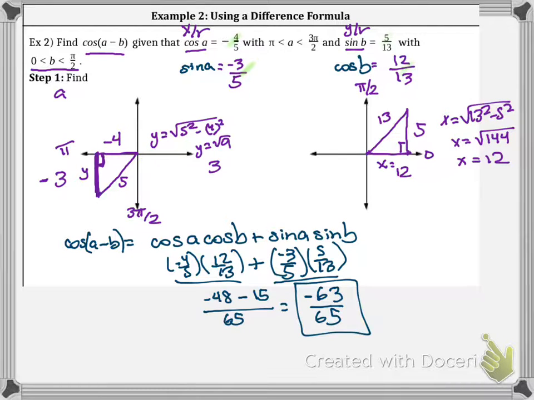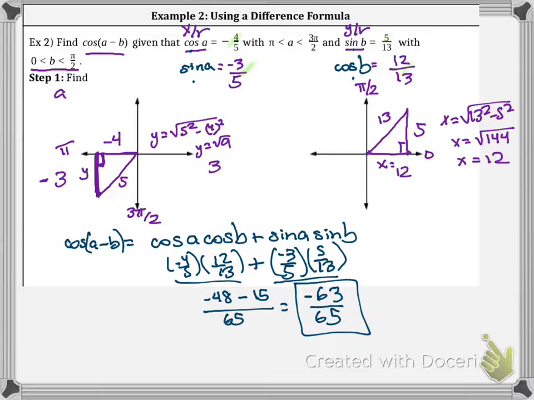We find cosine of A minus B by finding our missing values that we need. We had cosine of A and sine of B, so we find the others, sine of A and cosine of B. It's very important to draw the triangles and figure out what quadrant you're in, because you have to know what sign it is. There's nothing more frustrating than trying to do these problems and it doesn't come out to the right answer, and it's most likely because you forgot the signs of each one.